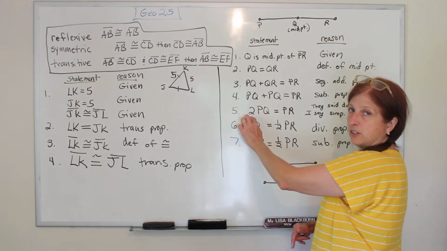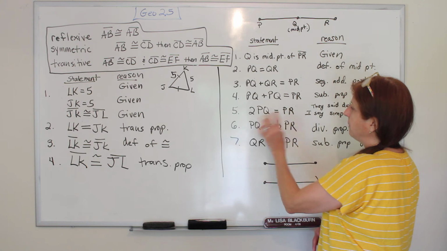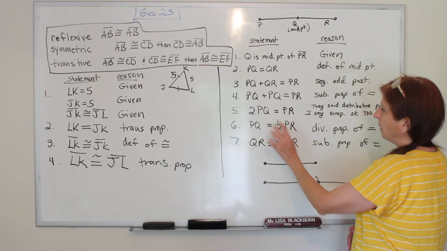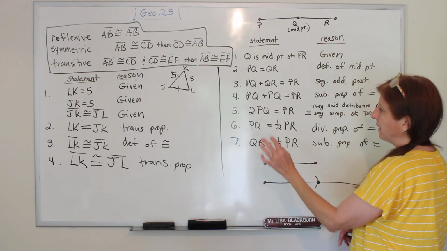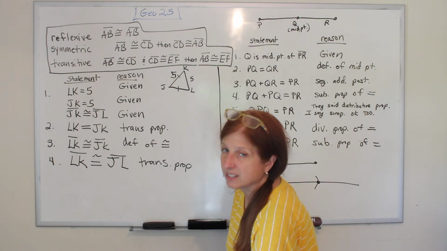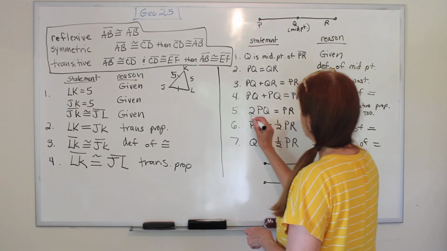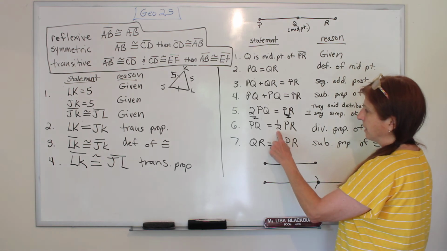Okay, so now, why is PQ not alone? It's being multiplied by 2. So we want to move that to the other side. We're going to do the opposite and divide both sides by 2, which will leave PQ by itself. And remember, dividing by 2 is the same thing as multiplying by 1/2. So we could divide by 2, divide by 2, and that's the same thing as multiplying by 1/2.